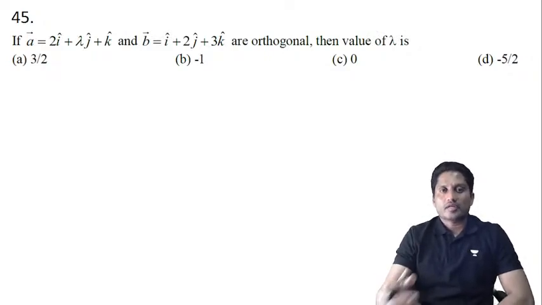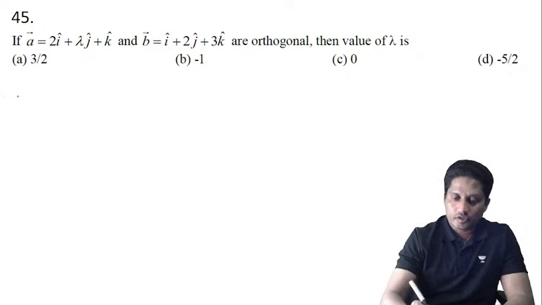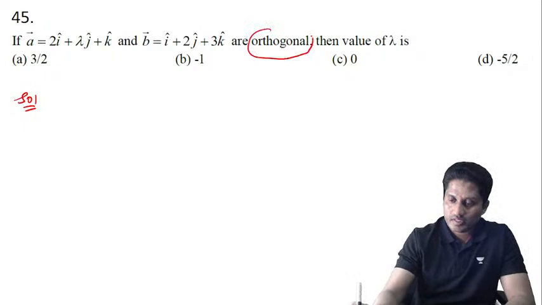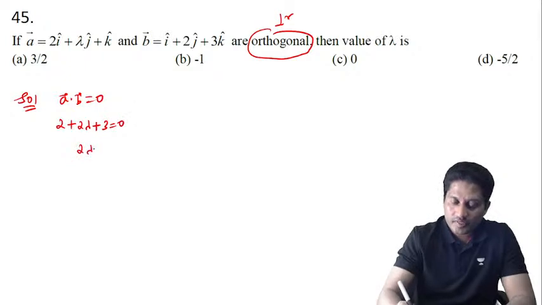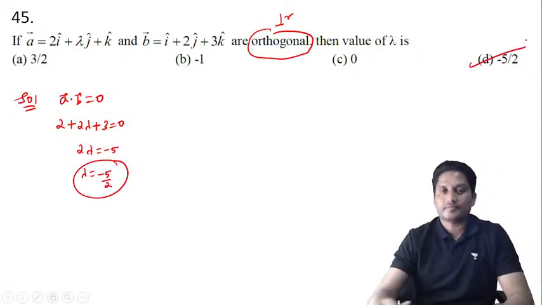If A and B are orthogonal, what should be the value of lambda? Orthogonal means perpendicular. Orthogonal vectors, perpendicular vectors, both are same. So this is A dot B is 0, right? So if I take the dot product, you will get this is 2 plus 2 lambda plus 3 is equal to 0. 2 lambda is equal to minus 5. Okay, lambda is minus 5 by 2. Answer is option D. Let's move to the next question.